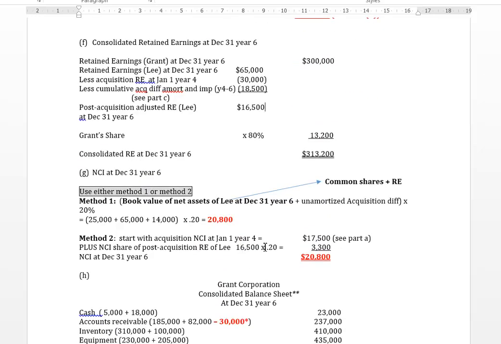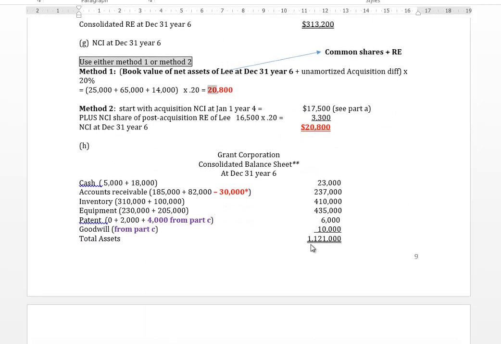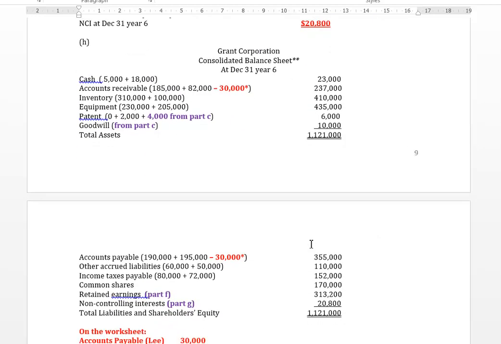So we're going to take 20% of that 16,500, which is 3,300, add it to the original balance of 17,500 at acquisition, and we also get 20,800. So sometimes by doing both calculations, it's a way to check your work to make sure you did it right. So now let's have a look at doing the consolidated balance sheet.